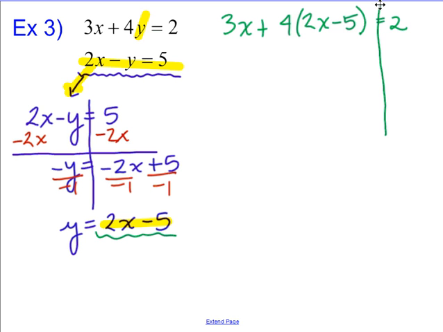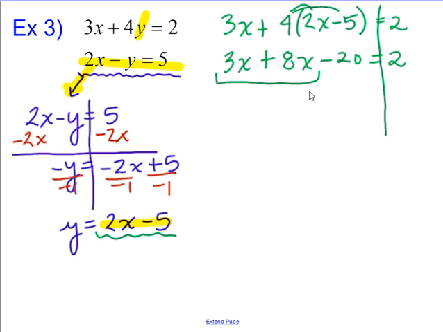Now, you'll notice that it's got a lot to do. We're going to do everything that we've learned about how to do variables on both sides. We're going to distribute, so we're going to keep this 3x. 4 times 2x is 8x. 4 times negative 5 is negative 20, and that all equals 2. Then we're going to combine like terms. We have 3x plus 8x, that's 11x, minus 20 equals 2.